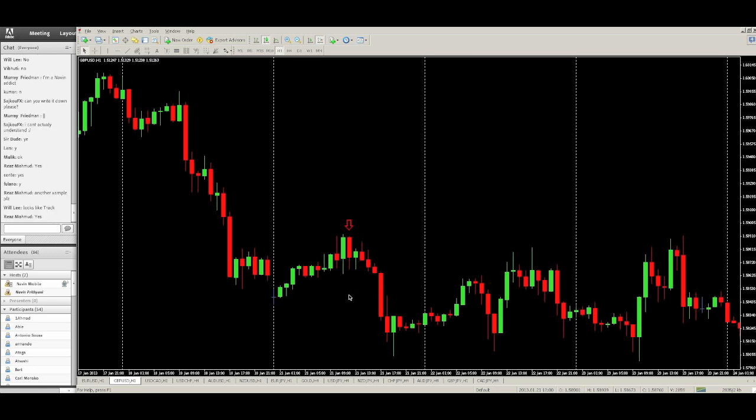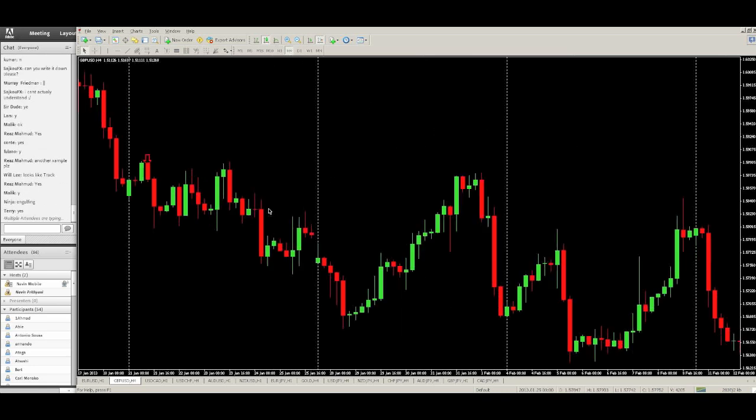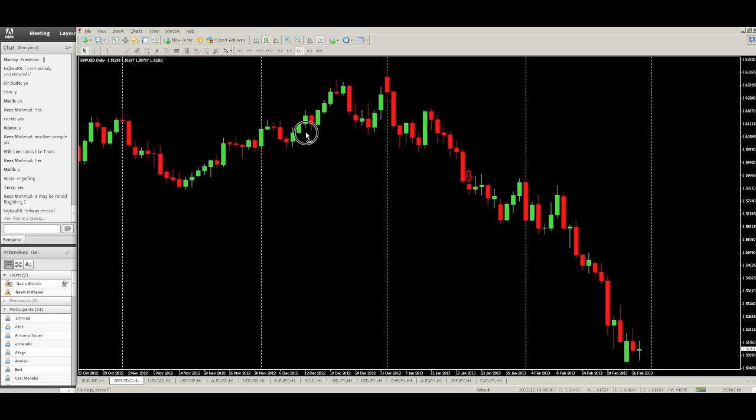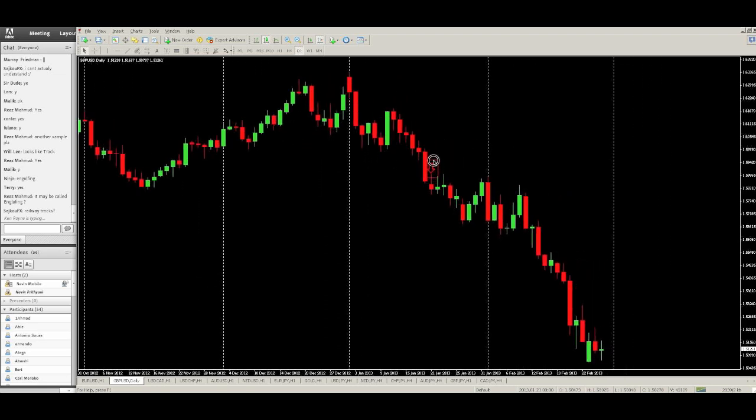What day is this? 21st January. Railroad tracks, if you look on a higher time frame, on a higher time frame we still have railroad tracks, right? Let's move to a higher time frame, the daily chart. Now, what do we have here? Railroad tracks are nothing but exhaustion candles from a higher time frame, or exhaustion candle lookalikes. That pattern is actually this pattern on a higher time frame.